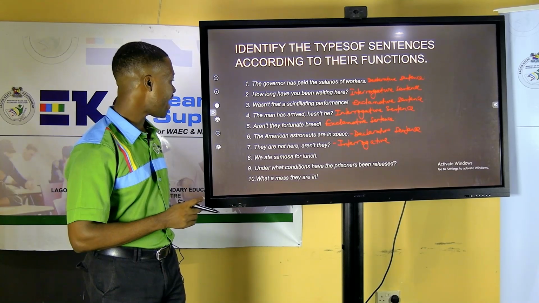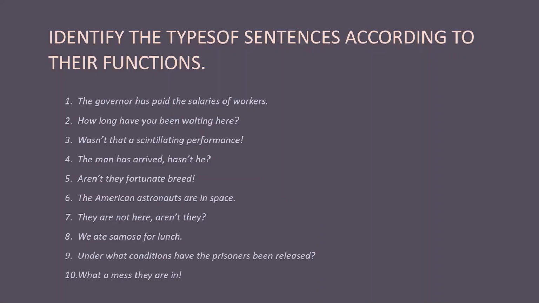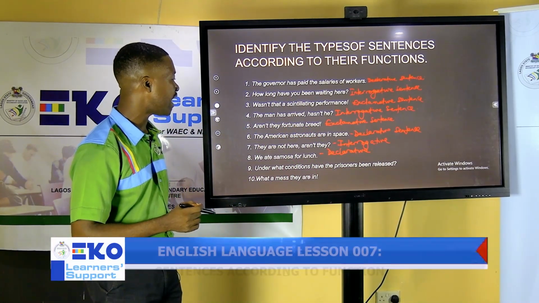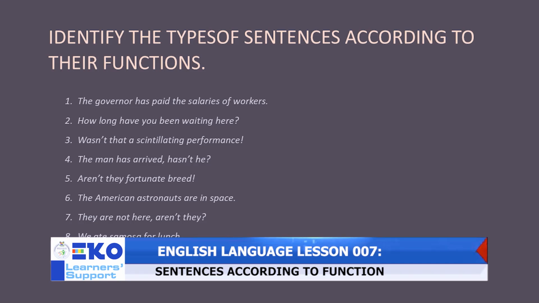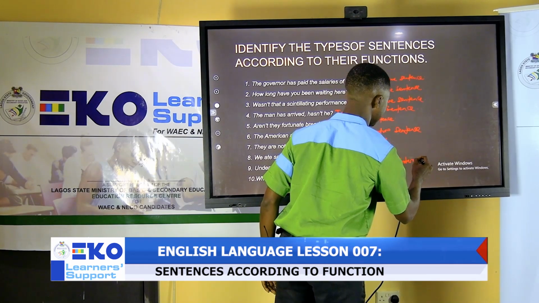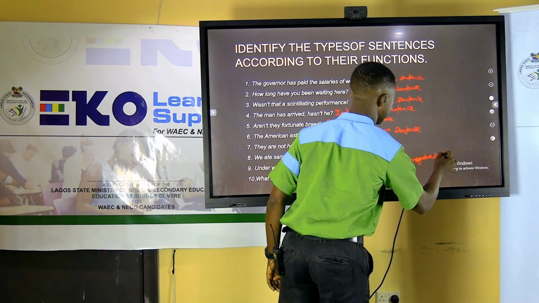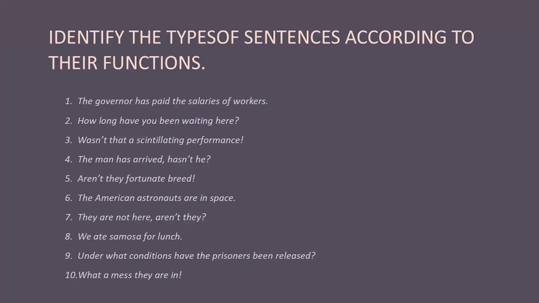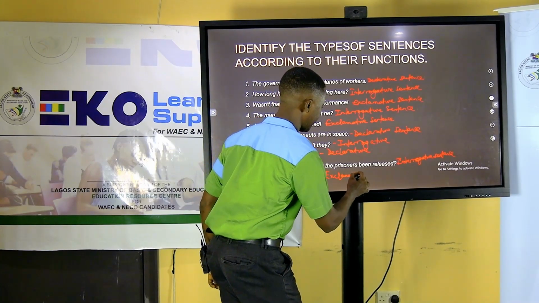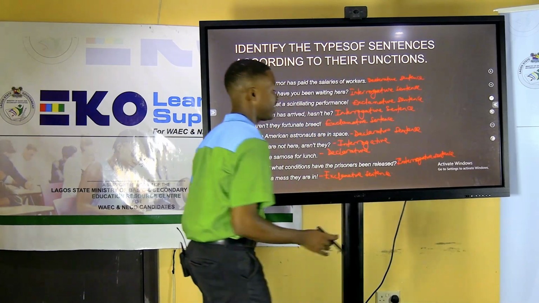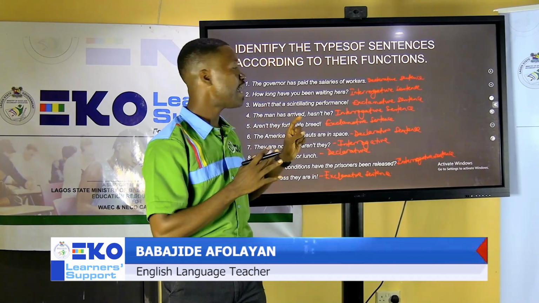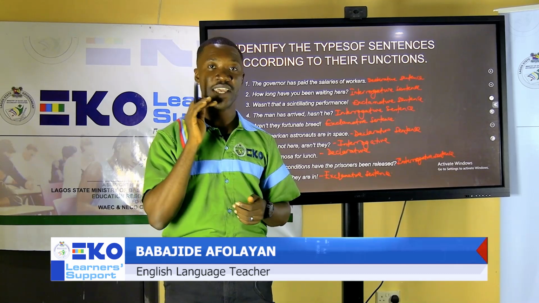The next one, question 8. We ate samosa for lunch. What type of sentence is that? It is declarative. You are declaring. Then the next one, under what conditions have the prisoners been released? This is what? An interrogative sentence. And finally, what a mess they are in! This is what? Exclamative sentence. Beautiful. I believe today we can now identify the types of sentences according to the functions they perform.